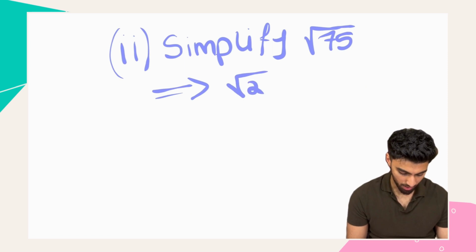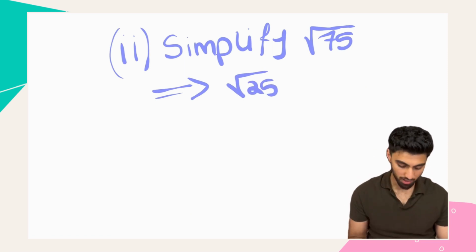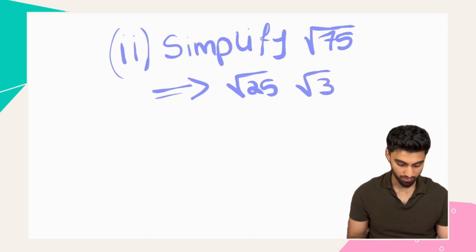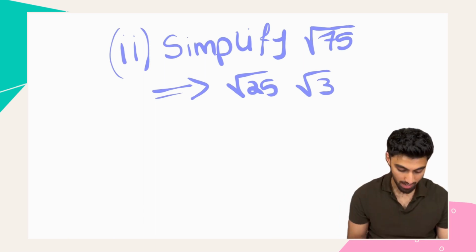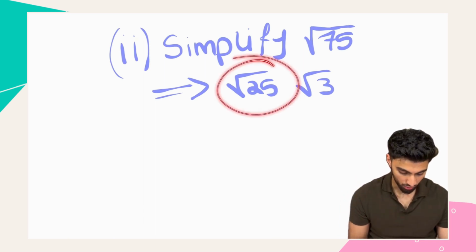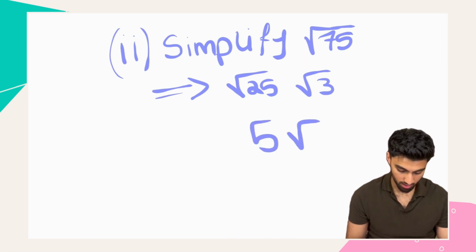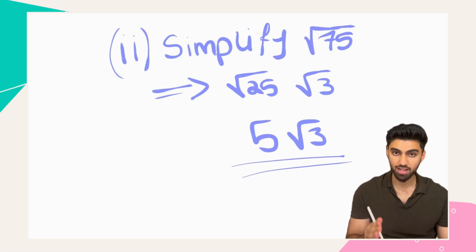This time our answer is root 25, and root 25 multiplies with root 3 to give root 75. Now again, because 25 is a perfect square, that means that root 25 can be rewritten as the integer 5, the root 3 remains as it is, and so 5 root 3 is the final answer for this question.